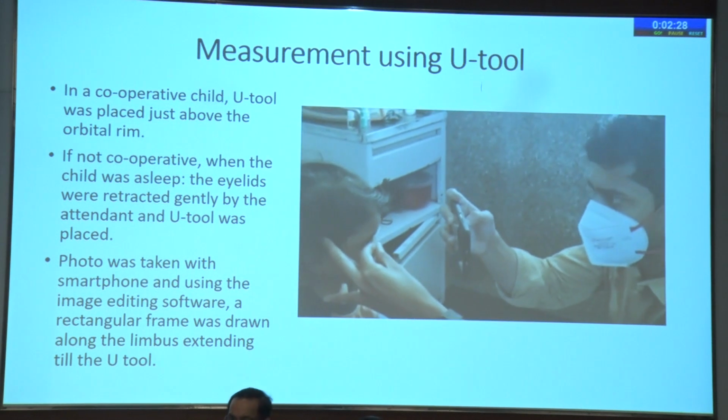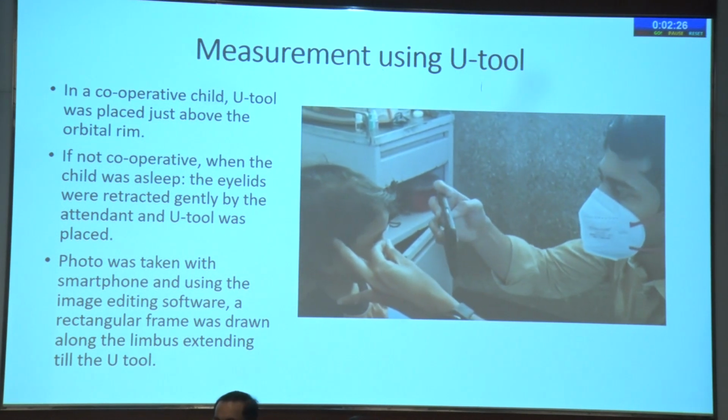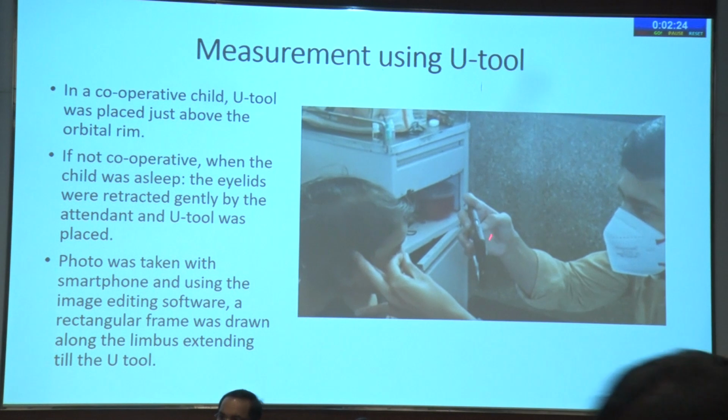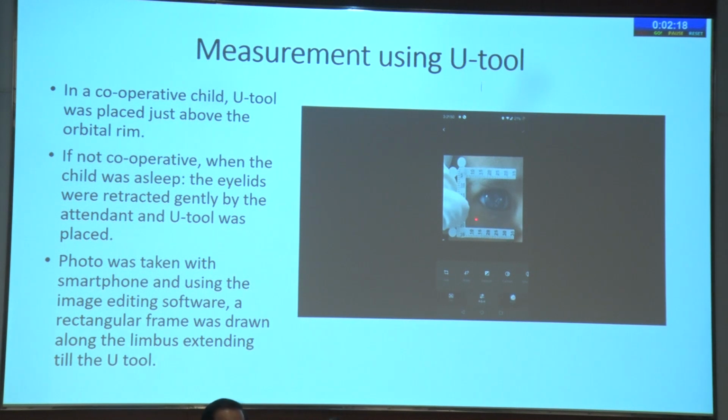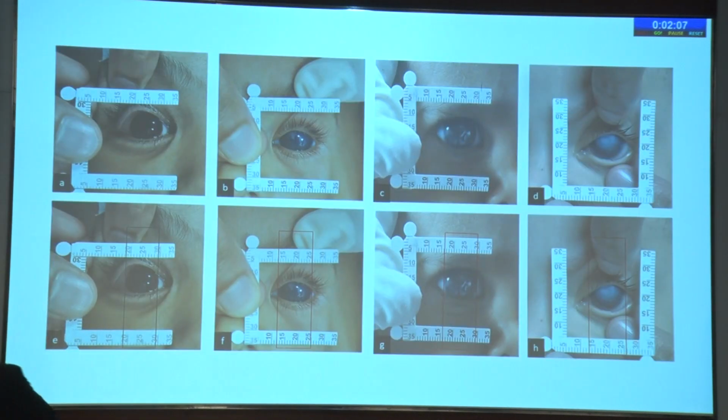See here, you can see the smartphone and U-tool is parallel to the eye. Then using the image editing software, we draw a rectangular line extending through the limbus, and the readings in the U-tool are noted. Here you can see the readings are noted in various children.